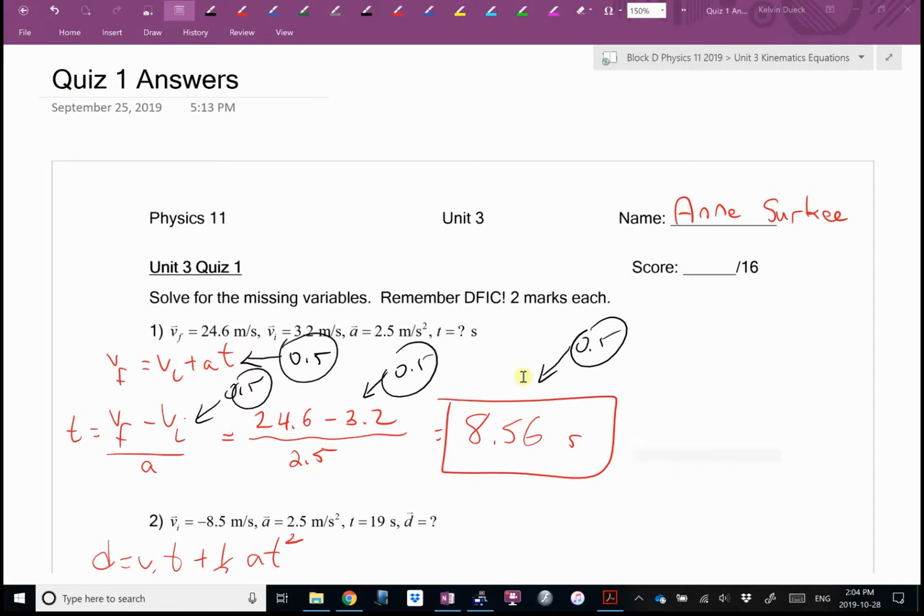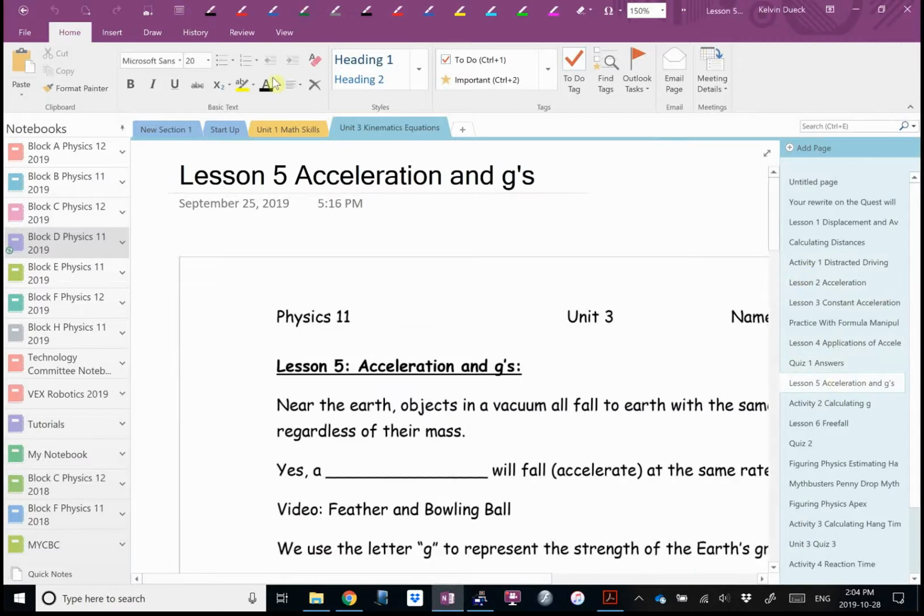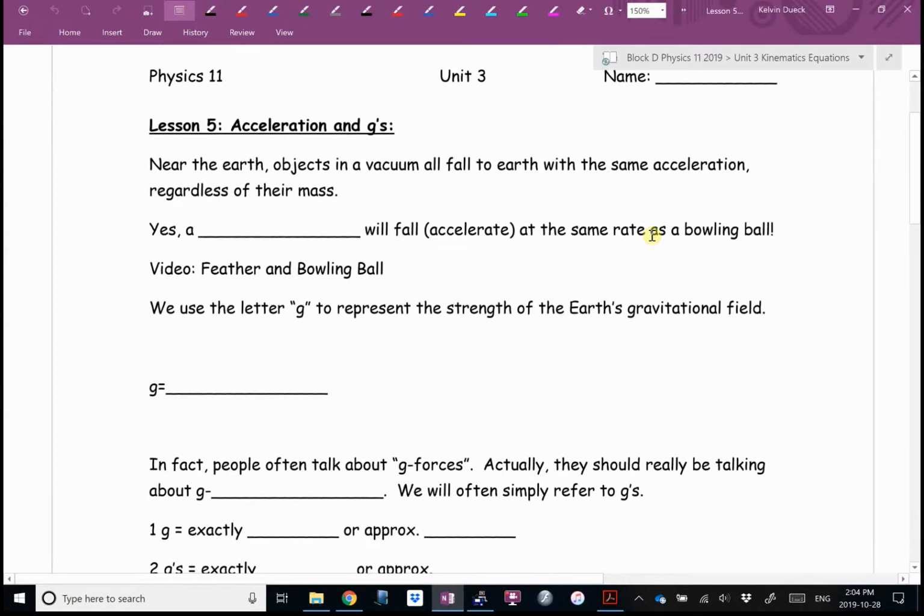Lesson 5, acceleration and g's. If you drop a piece of paper and a bowling ball, if you're not in a vacuum, the bowling ball will thud to the ground and the paper will drift gently. But that's not how most of the universe works. Most of the universe is a vacuum. And so we say this, read along with me. Near the Earth, objects in a vacuum will all fall to the Earth with the same acceleration, regardless of their mass. In other words, a feather will accelerate at exactly the same rate as a bowling ball if we put them in a vacuum, if we remove air resistance.